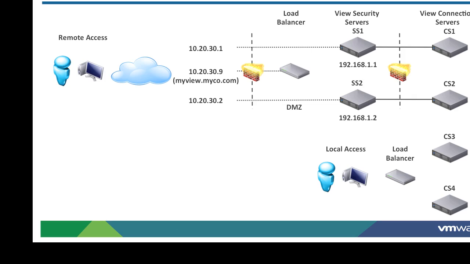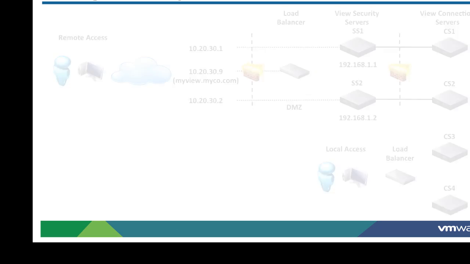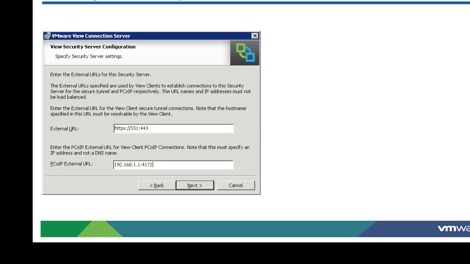So you saw here that I set up the external URLs for each security server using View Administrator. There is an alternative method of doing this, and that is at the time that the security server itself is installed and paired with the connection server. So when you install View Security Server with View 4.6, at installation time, you'll be given the opportunity to specify the external URLs. So that's the HTTPS tunnel external URL and the PC over IP external URL.